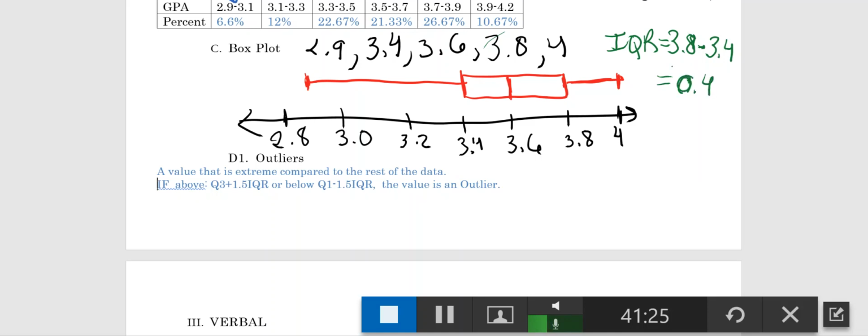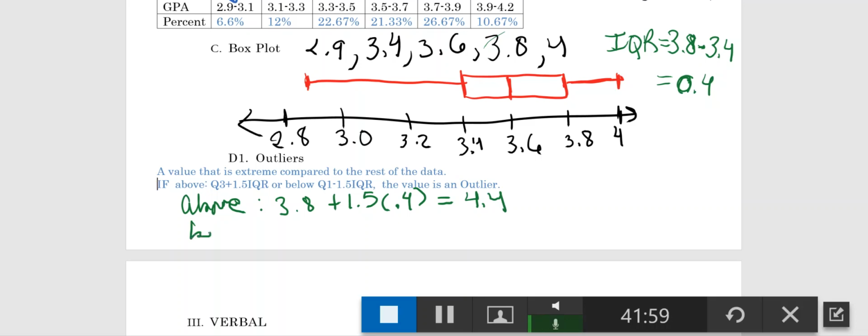So to do the upper part, I'm going to ask, is it above Q3, which is 3.8, plus 1.5 times 0.4, which I just found because that's the IQR. If you do that multiplication and then addition, you get 4.4. So that means I'm good, because the biggest value I have here is 4, and if it's above 4.4, that's when it would be an outlier. Nothing does that, so I'm good.